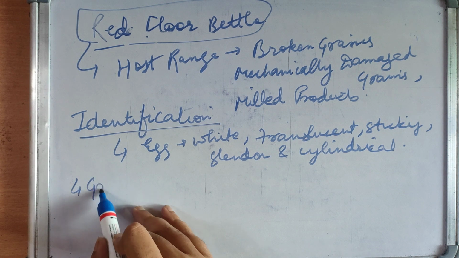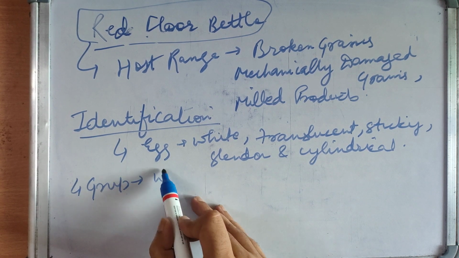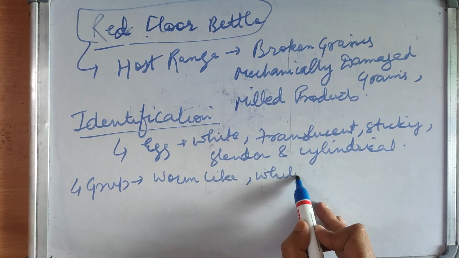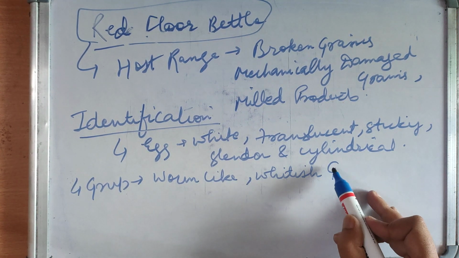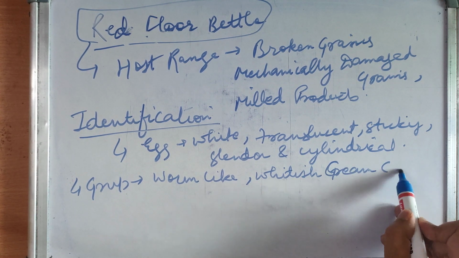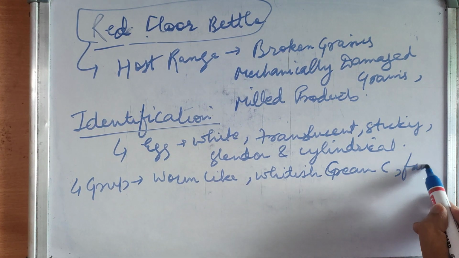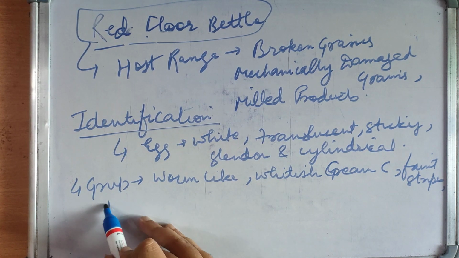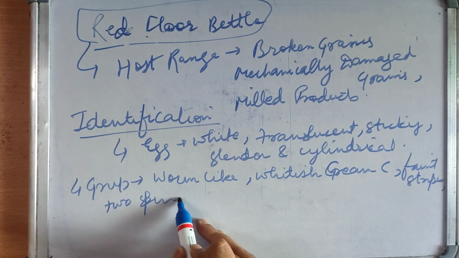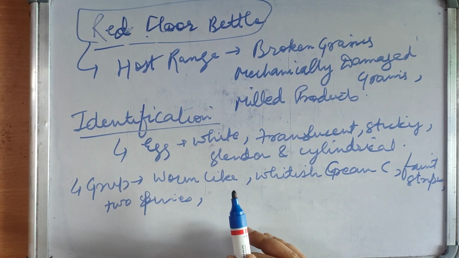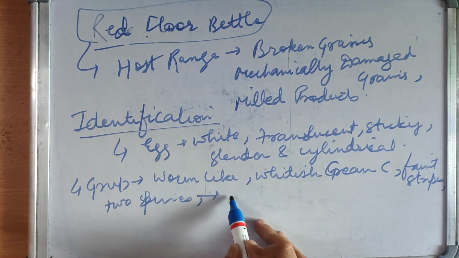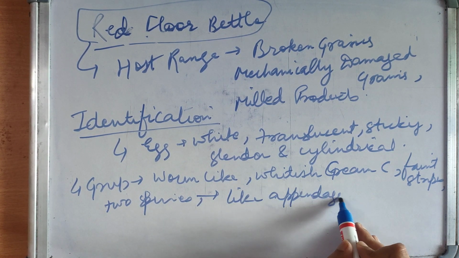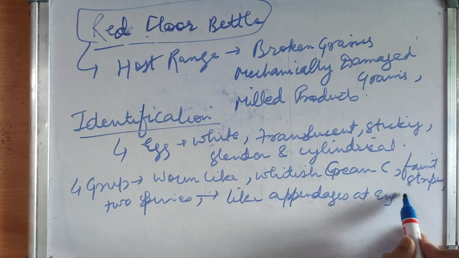Grub is worm-like, whitish cream in color, with faint stripes, and two spine-like appendages at the end segment.